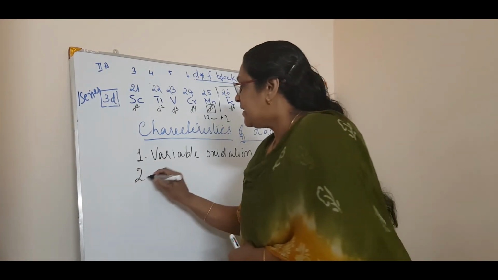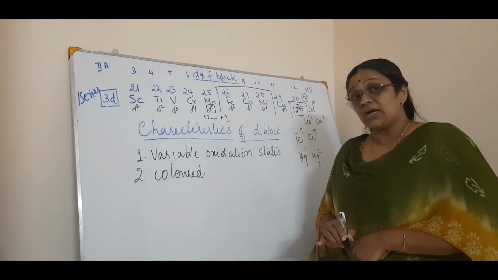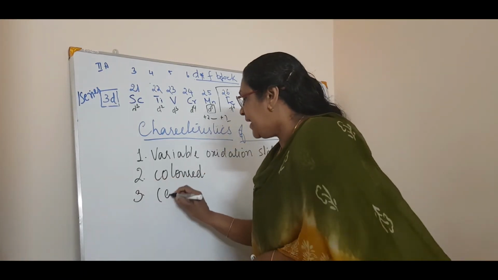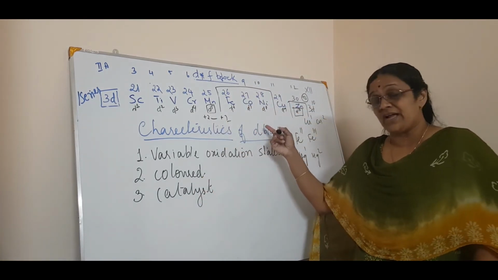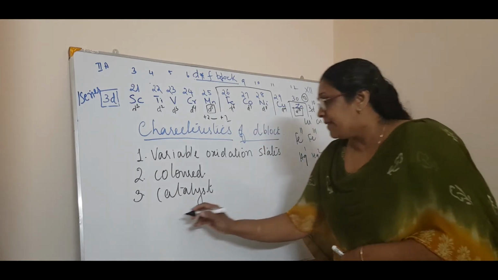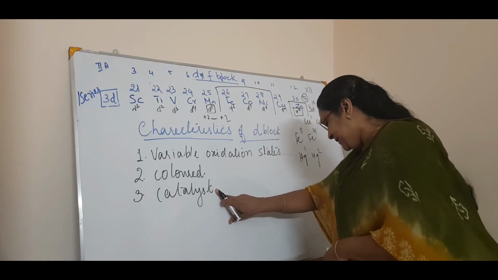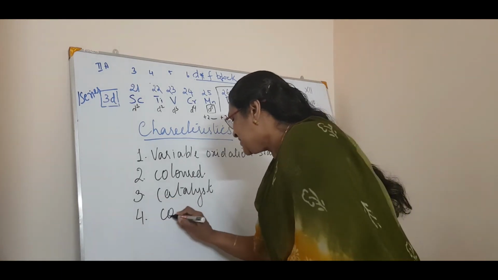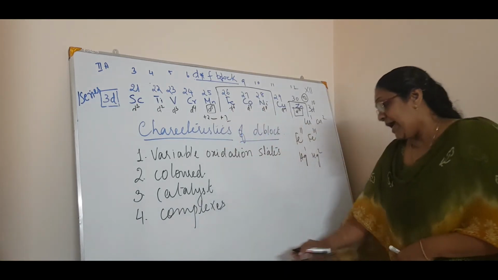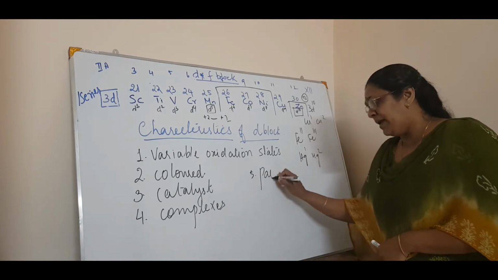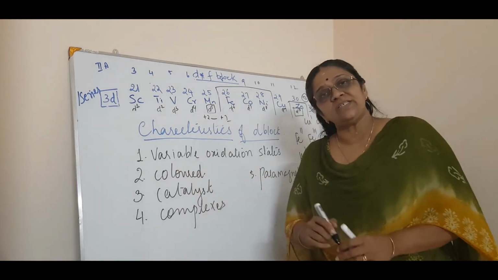Second, they are colored compounds, or they show colored property. Third, they are used as catalysts. I have given you so many examples where transition metals act as catalysts. Then variable oxidation state, colored, catalyst, then they form complexes. Very, very important. And the fifth one is that normally they are paramagnetic. So these 5 points you have to study.